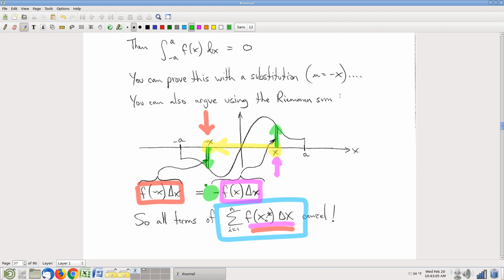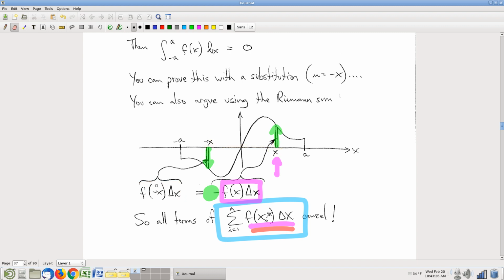And notice, because this is a symmetric domain, every term has a corresponding buddy term over on the other side with which it cancels. So in this Riemann sum, every term cancels. Nothing's left. The Riemann sum is 0. Yep. Everybody happy? All right.